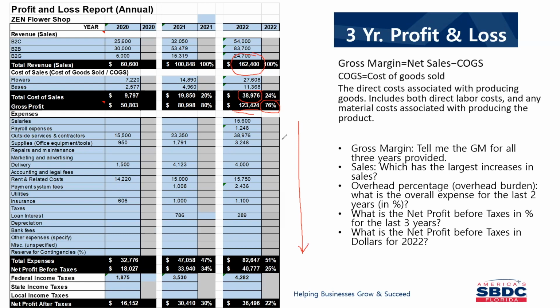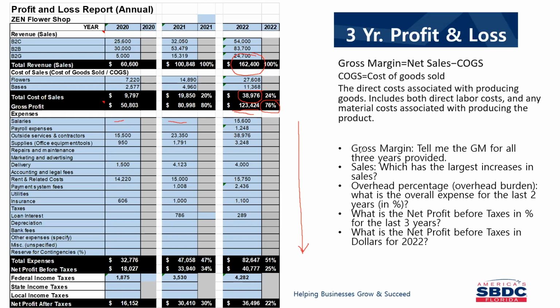As you can see in this example, the owner did not get any salaries. But in year 3, she got a salary of $15,600 with a payroll tax of $1,200. So this is how she's been able to hire other people to help her do the business. Even though her expenses were higher, she was still able to make a profit.